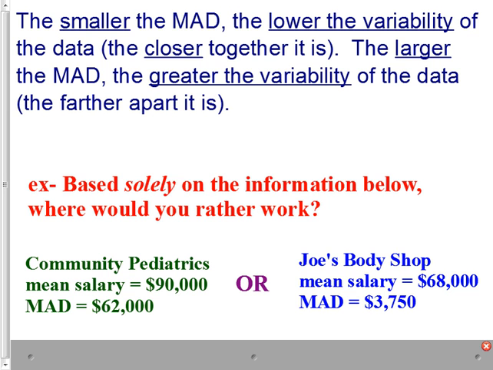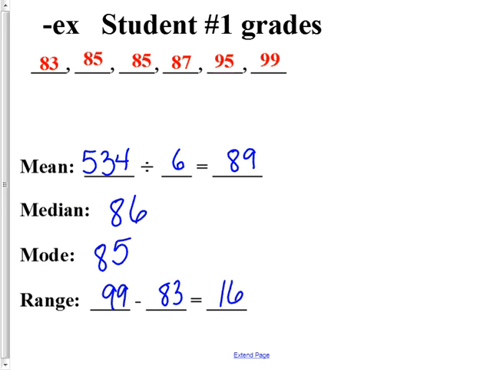Let's look at this in another context. Let's go back to our Student 1 and Student 2 grades that we've looked at before. Now, Student 1, we've looked at and we found that they have a mean of 89 for their grades. Let's find the mean absolute deviation for this student, for their grades.